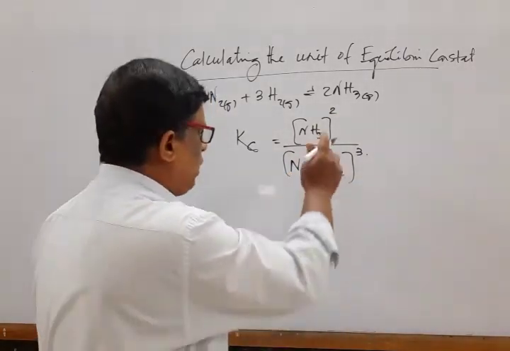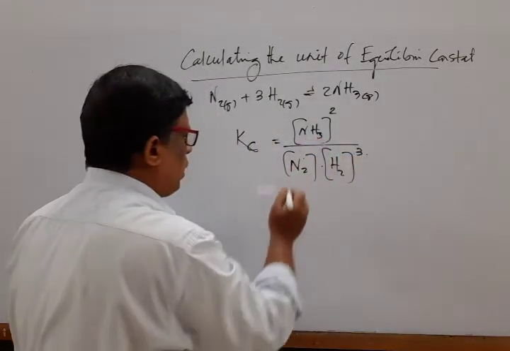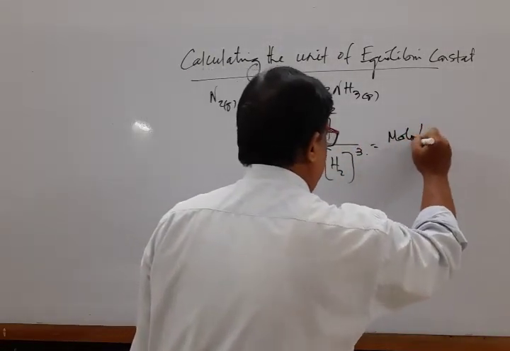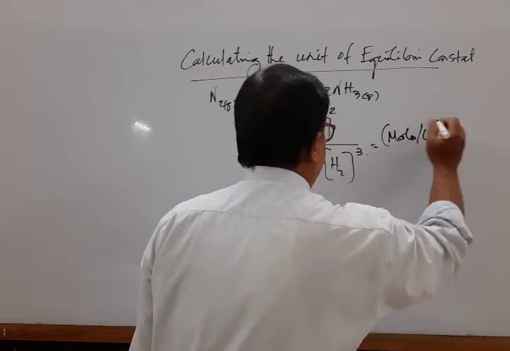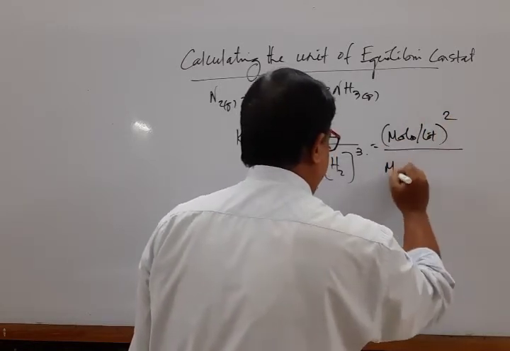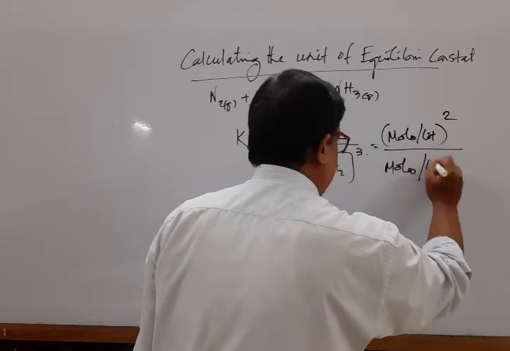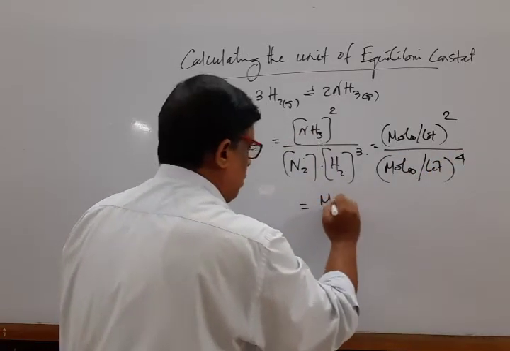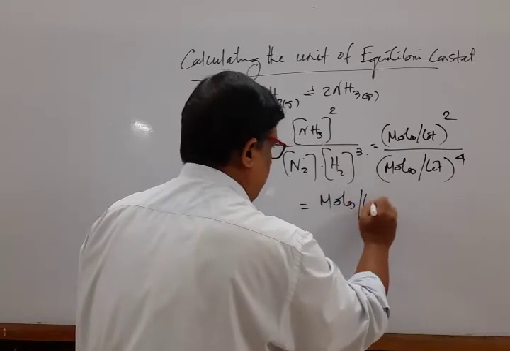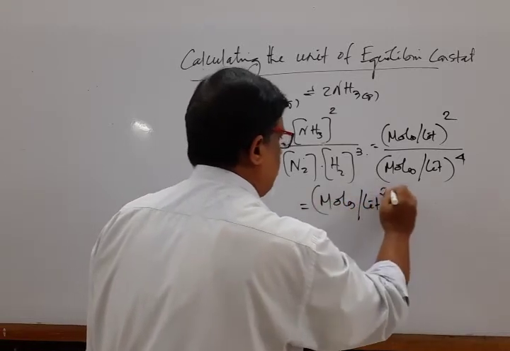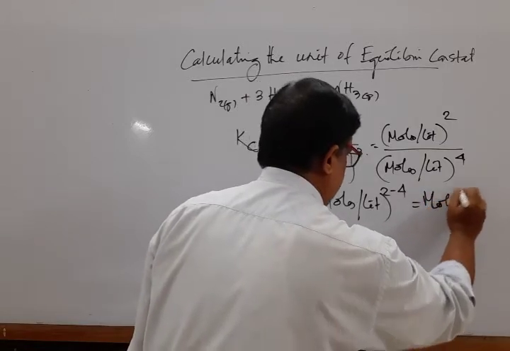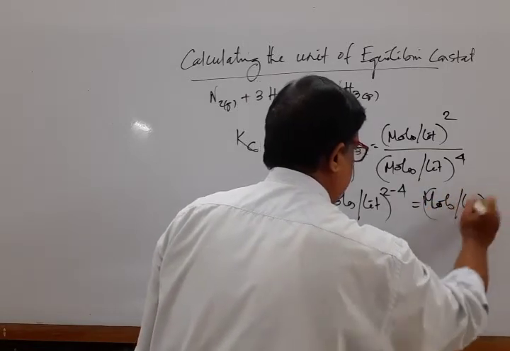So here we can calculate. If we go through the unit, then the unit is moles per liter to the power 2 divided by moles per liter to the power 4, which is equal to moles per liter to the power 2 minus 4, which is equal to moles per liter to the power minus 2.